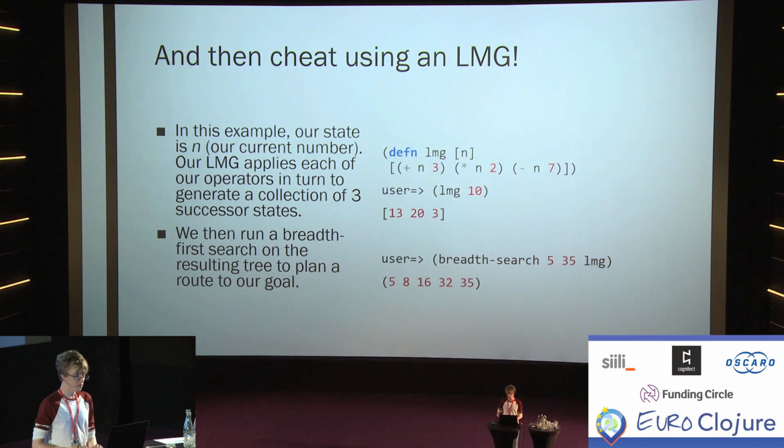So let's just run a breadth-first search on the resulting tree. Now, this breadth-first search implementation is available on the Cognizance GitHub, but it is literally just a few lines. It runs along the tree of states generated by this legal move generator and gives us a solution. So we add 3, multiply by 2, and add 3. And we get from our initial number to the number we're trying to get to. We get from 5 to 35.